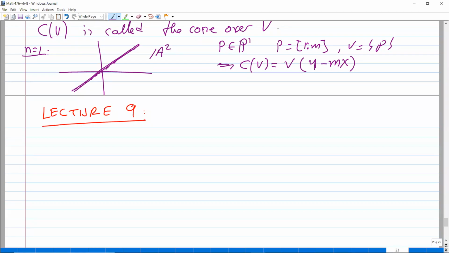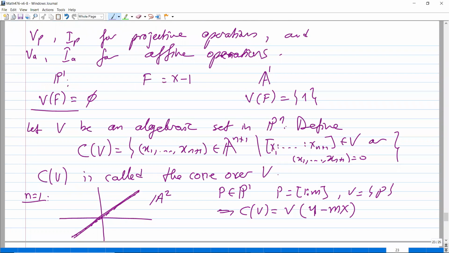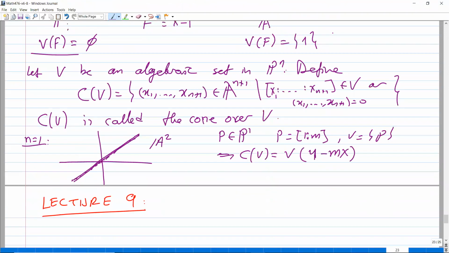Okay, let's continue with the projective algebraic sets. Remember, what did we have? Projective, an irreducible algebraic set in the projective space. We said as algebraic variety, and last time we discussed this also at the end of the lecture. We discussed if we have an algebraic set in Pn.